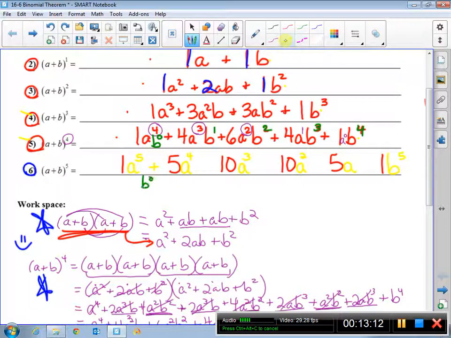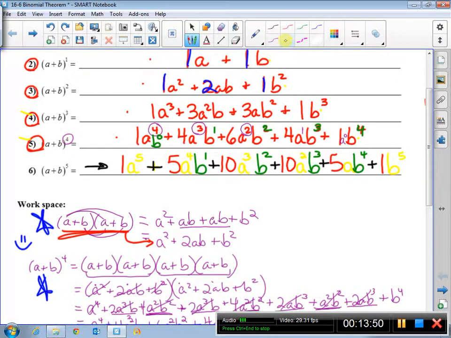So I could put b to the 0 here. I usually don't. B to the 0, b to the 1st, b squared, b cubed, b to the 4th. And the only other thing I'm missing is, of course, this is an expansion of terms, and we would have addition between our 6 terms. So there you go, you're done. A plus b all to the 5th can be figured out if you know Pascal's triangle and the pattern of the a's and the b's with their exponents.